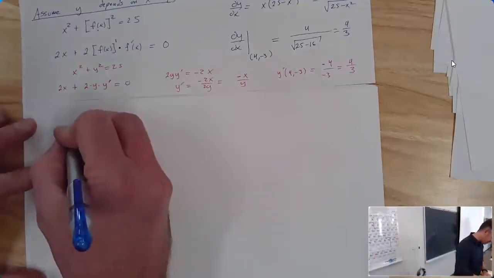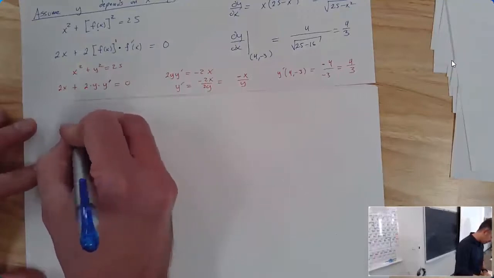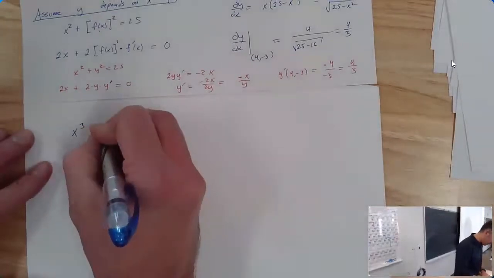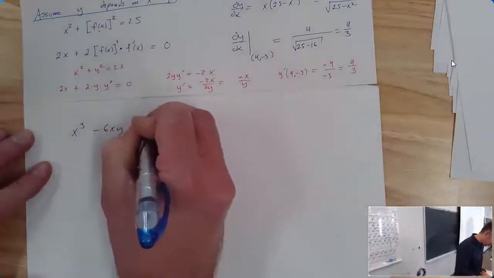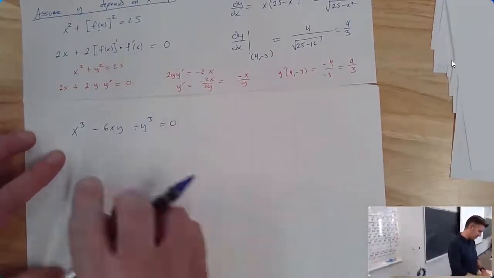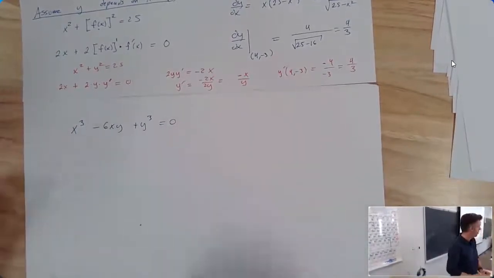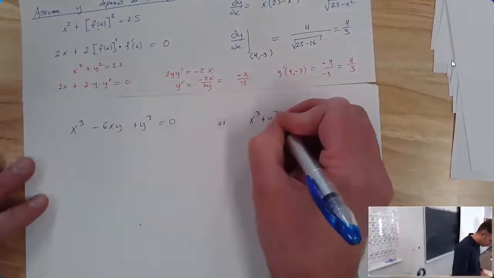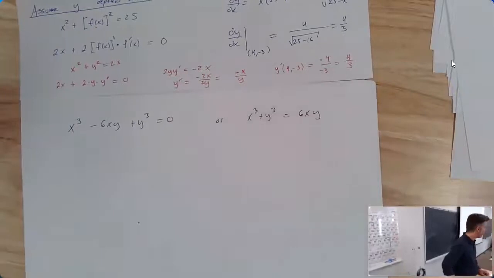I think it's x cubed. Let me look. Pretty sure it's x cubed minus 6xy plus y cubed equals 0. Or I suppose, let me see. Yeah, that's fine. That's one way of writing it. I think sometimes it's written as x cubed plus y cubed equal to 6xy.